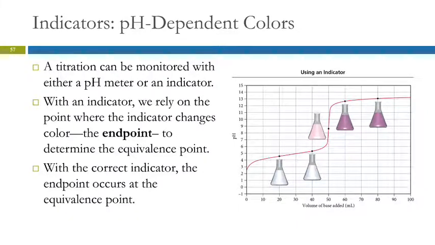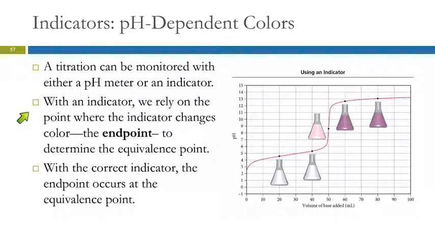So titrations can be monitored with either a pH meter or an indicator. So until Tuesday, you had probably only done indicator titrations, phenolphthalein, and looking for the pale pink. Then we did the pH meters, which in some ways is nicer, and in some ways it was a real pain, wasn't it? So we're going to talk about the indicators here.